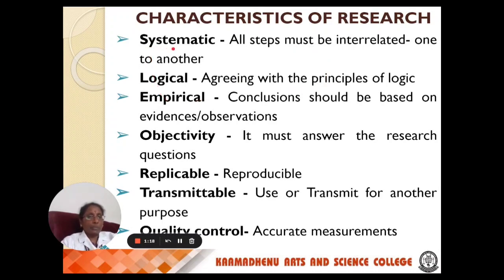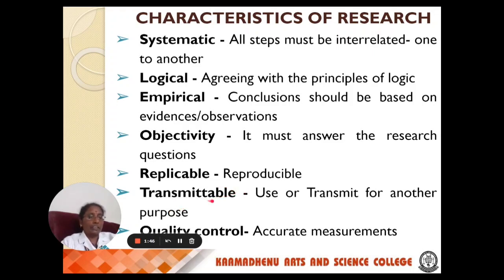It is systematic, that is, all the steps are interrelated, and it is logical. It agrees with the principles of logic, and it has the feature of being empirical, that is, conclusions should be based on evidence and observations. And the fourth feature is subjectivity. It must answer the research questions. And the fifth characteristic is replicable, that is, it must be reproducible.